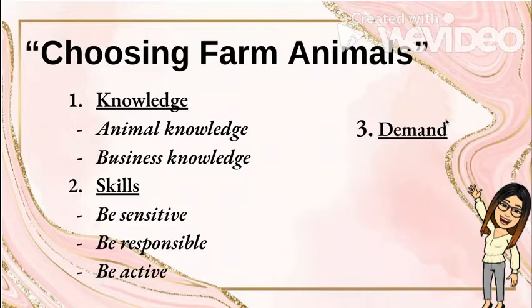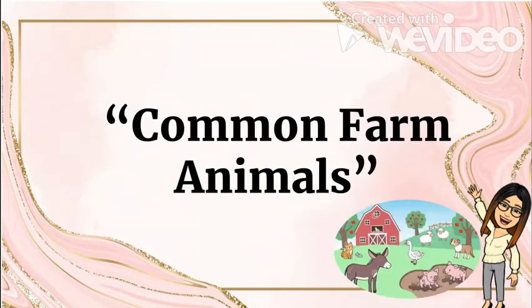Again, what are the three things that you need to consider in choosing farm animals? We have knowledge, skills, and demand. Okay, at this time, let's proceed to the examples of common farm animals. So we all know this. I've mentioned this one earlier.